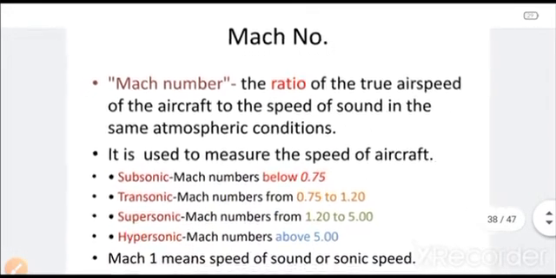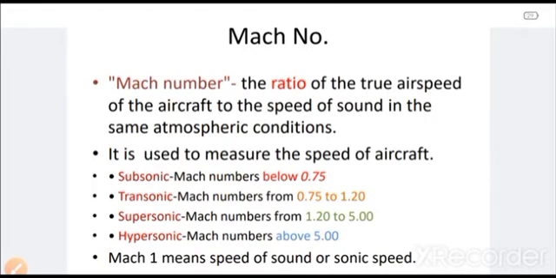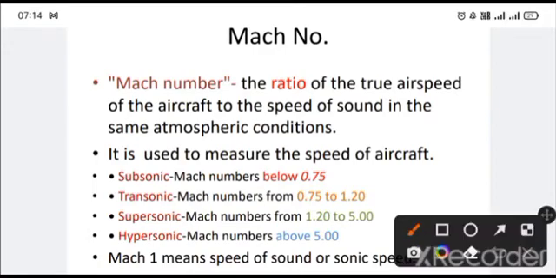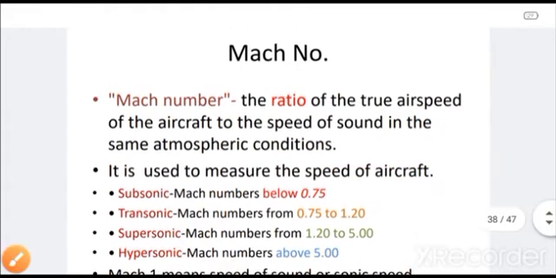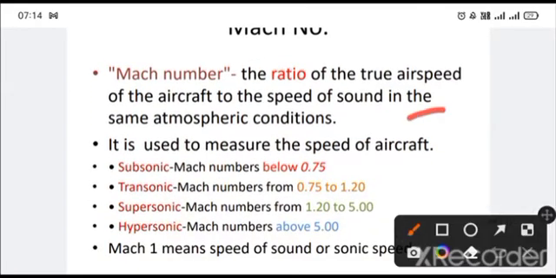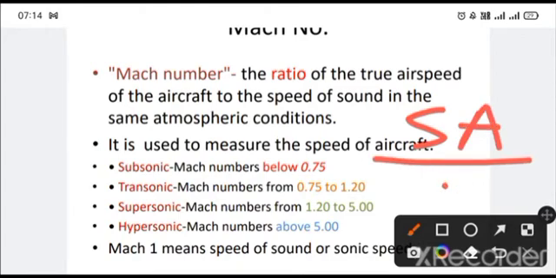Now how is the speed of an aircraft measured? It is measured by the help of a Mach number. What is this Mach number? It is basically a ratio, so there is no unit of Mach number. It's just a numerical value, as it's a ratio of two speeds. It is the true speed of the aircraft, meaning the speed of the aircraft at a particular altitude, divided by the speed of sound. So this is a ratio.